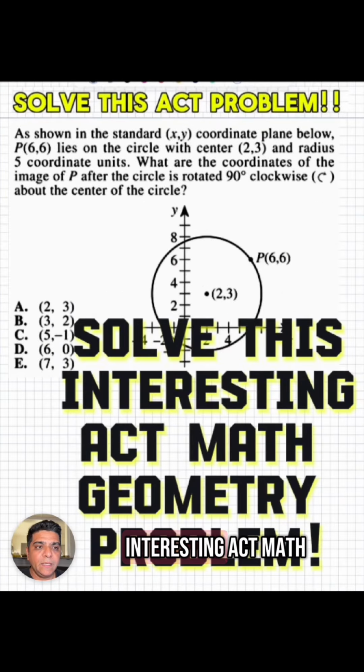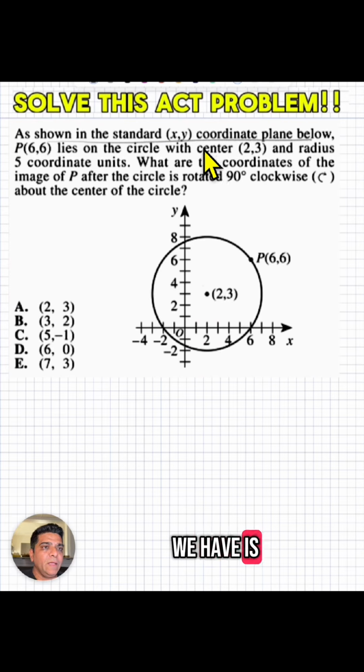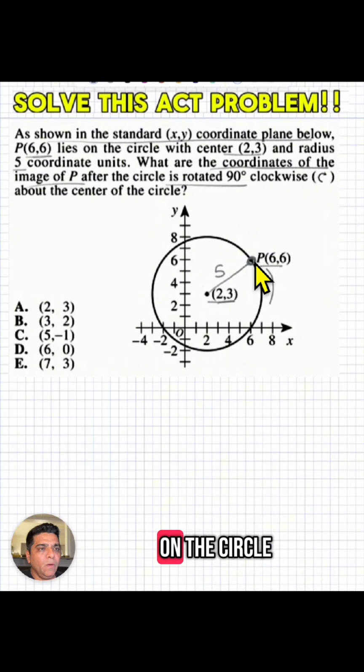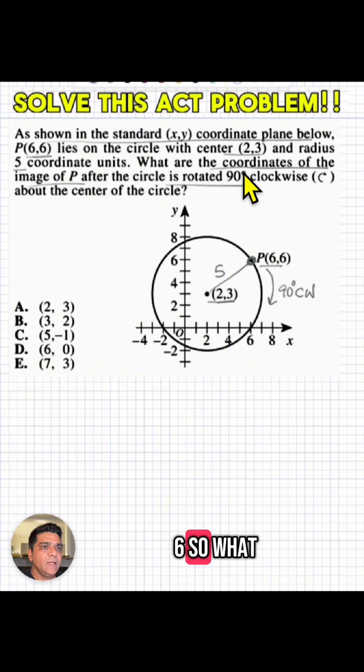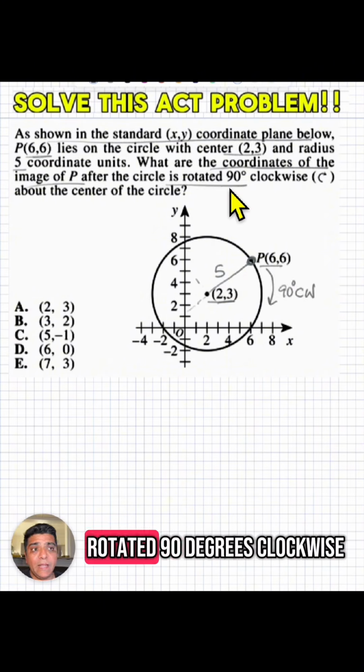Let's take a look at this interesting ACT math geometry problem. All right, so what we have is the coordinates of a circle are given: the center is (2, 3), and you have a radius of 5, and there is a point P on the circle, which is given to be (6, 6). So what are the coordinates of the image of P after the circle is rotated 90 degrees clockwise?